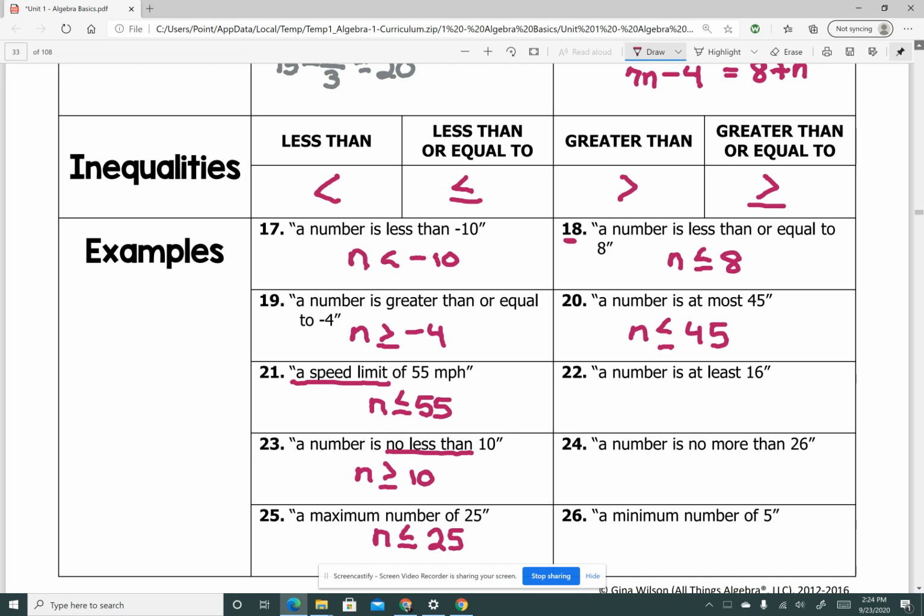Number 22, a number is at least 16. It can be 16, but it can't be less than 16. It must be 16 or greater. So n is greater than or equal to 16. Number 24, a number is no more than 26. It can be 26, but no more. So n is less than or equal to 26. And number 26, a minimum number of 5. So n must be greater than or equal to 5.